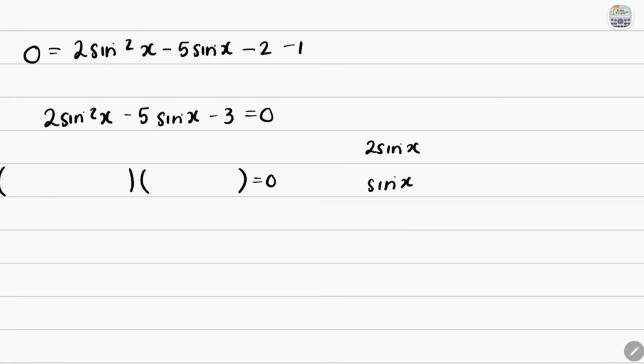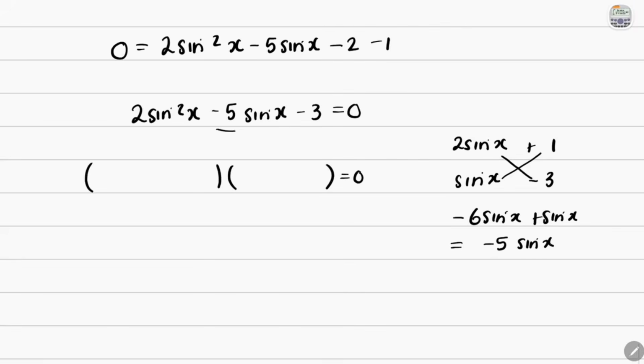Now, we need factors of 3 that ensure that the middle stays negative 5. Okay, and one of these needs to be negative. So if I put it as 3 and 1, and I see how that's not going to work, I'll put it as 1 and 3. Because when we multiply across like this, we can get 6 sine x, and when we multiply here, we get sine x. So if I make this negative, if we multiply across, this is negative 6 sine x, and this becomes positive sine x. And this will simplify to negative 5 sine x.